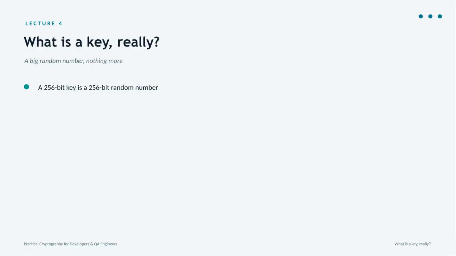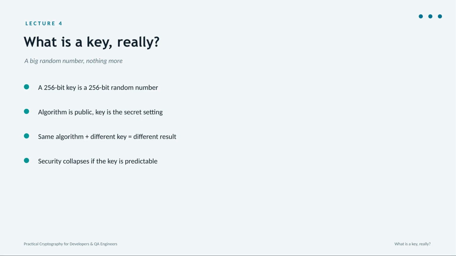So let's start simple. What is a key? A cryptographic key is really just a big number, and that's it. A 256-bit key is a 256-bit random number. The algorithm is a public machine everyone can see. The key is the secret setting that makes your encryption yours and no one else's. Same algorithm, different key. A completely different result. And because the whole security depends on that key being unpredictable, where the key comes from matters enormously. This is why we'll spend half this lecture on randomness. But first, let's talk about the main two families.